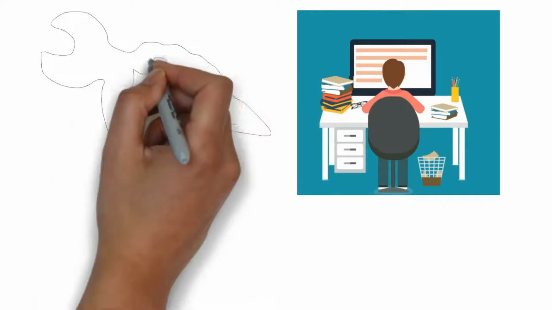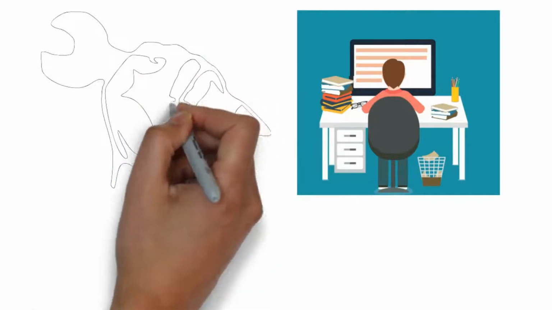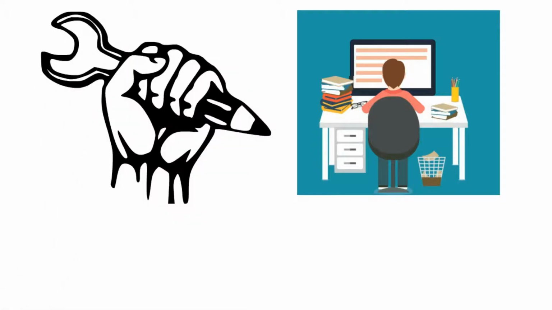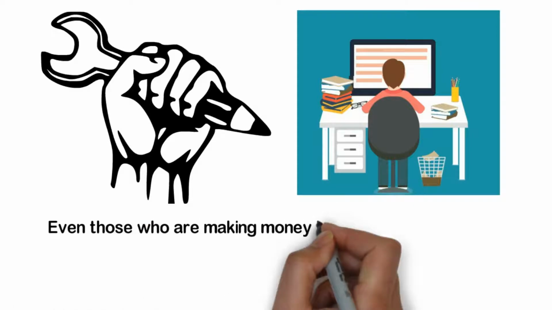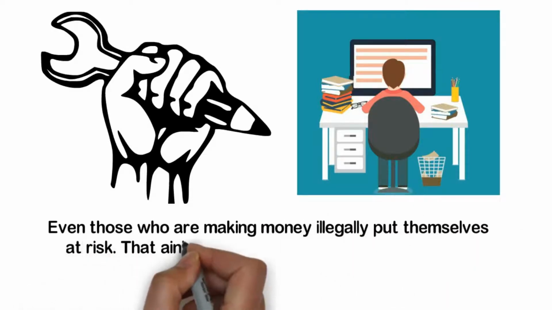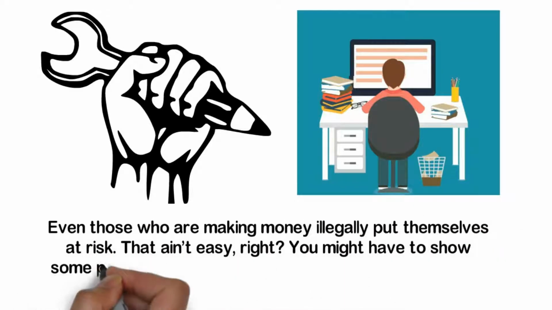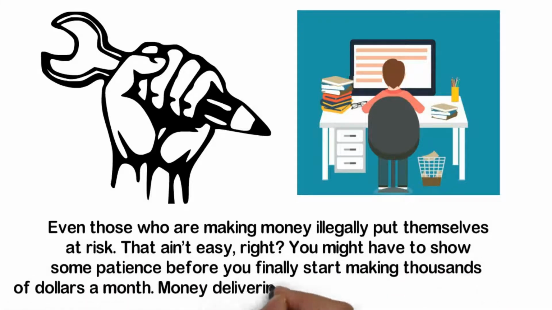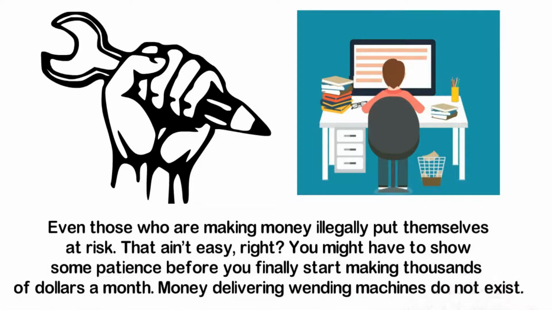Wait, before we move on, remember one thing in life. There is either less money or more money. No such thing as easy money exists. Even those who are making money illegally put themselves at risk. That ain't easy, right? You might have to show some patience before you finally start making thousands of dollars a month. Money-delivering vending machines do not exist. So, finally, let's begin my list that will help you make enough to run your home.